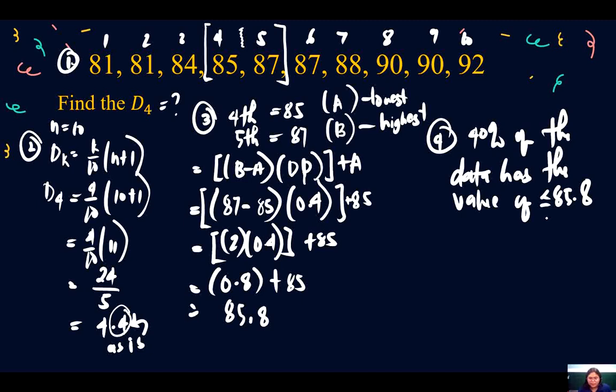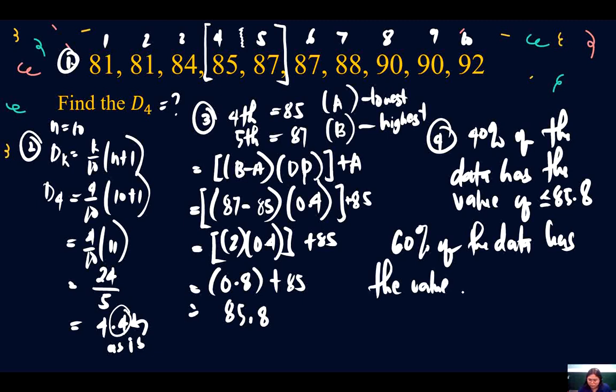Okay? So, I will write here. So, in opposite, 60% of the data has the value of greater than 85.8. Okay? Ito class, sinasabi ko lang tong part na to para magka-idea kayo ha. But the real interpretation of our data is this. Okay?